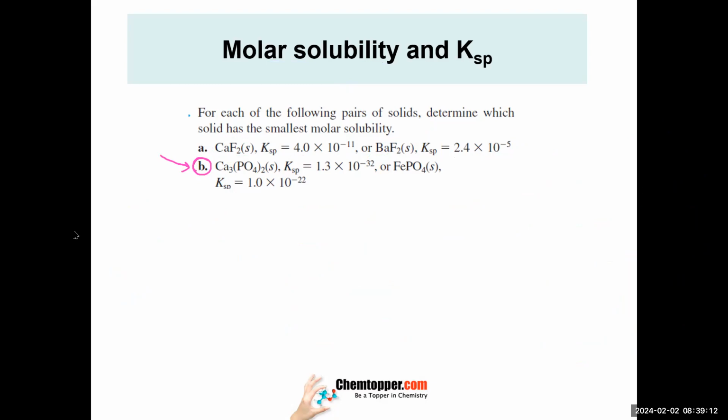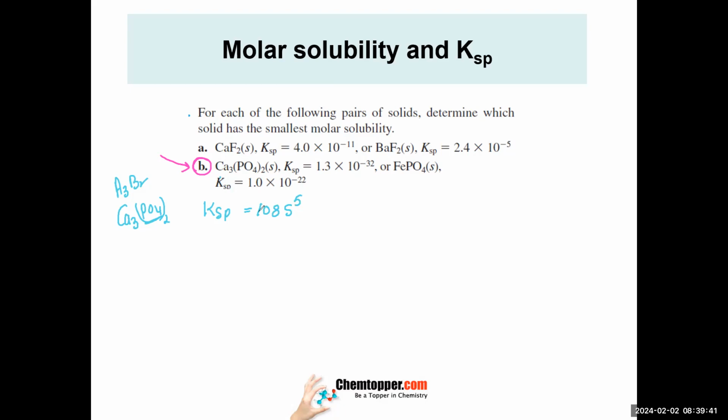In this case, for the calcium phosphate, what's the Ksp expression? It is A3B2. This is a polyatomic ion. It is 108 S raised to power 5.